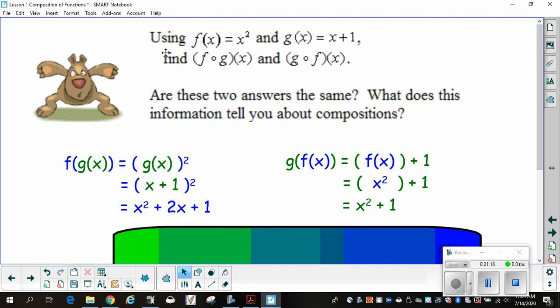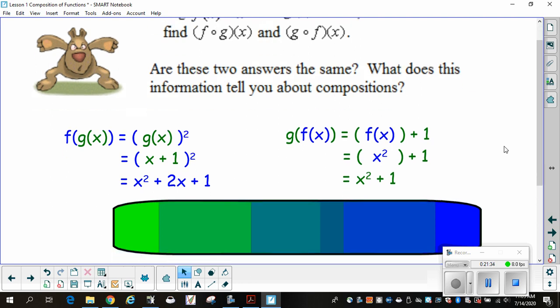Here, using f of x equals x squared and g of x equals x plus 1, find f of g of x and g of f of x. And note, are these two answers the same? And what would that tell you about the composition of functions? Take a moment and do that. I did that right here for you, so you can work it out. You can pause the video and add this to your notes. Are these the same?